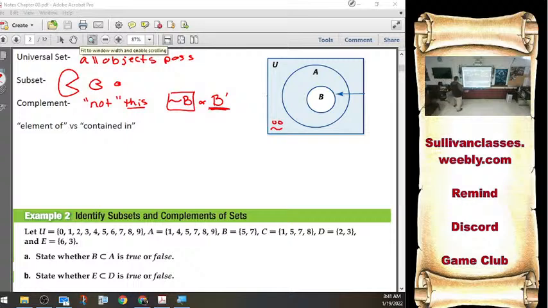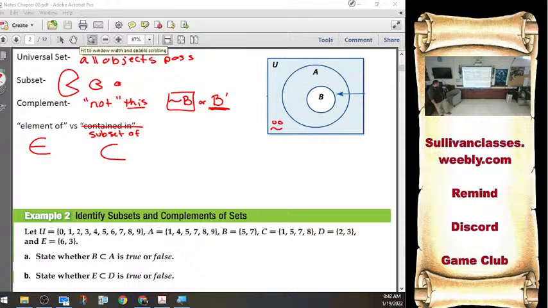Element of versus contained in. We don't have the contained in this book, so don't worry about that. Element of, how about subset of? Okay. So again, just making sure we are careful with those symbols, that we know what they mean.